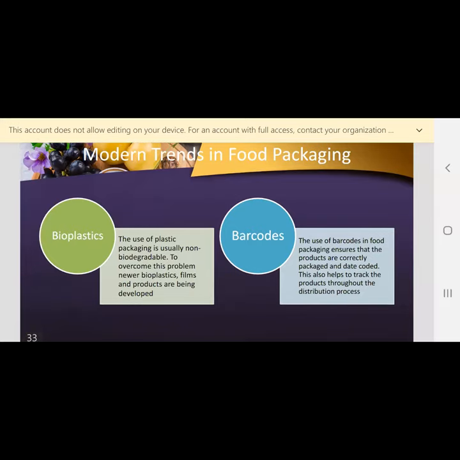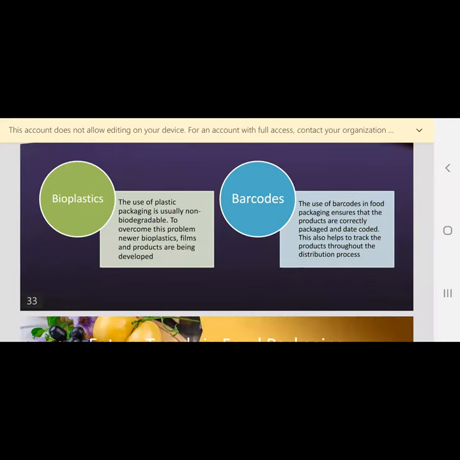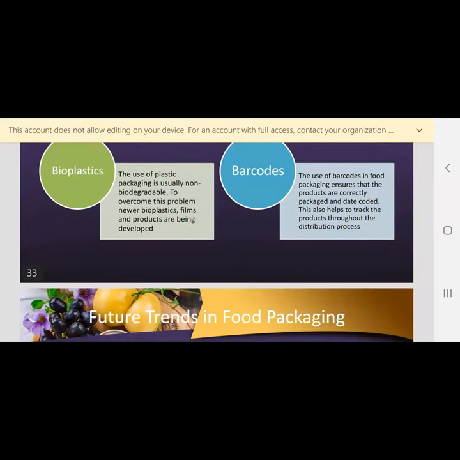What is a barcode? The use of a barcode, we all know, is a specific code read under a barcode scanner. It can be read out in the computer system, and there is basically the date coding and the product details. We get it and can check it very easily through the barcode scanner. So it also helps to track the product throughout the distribution process.